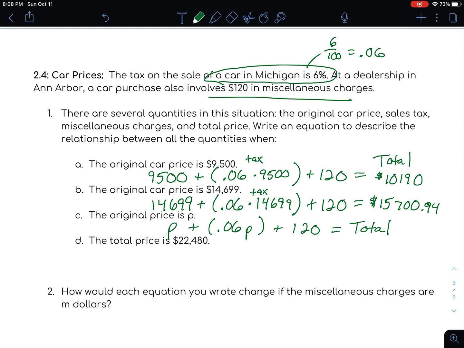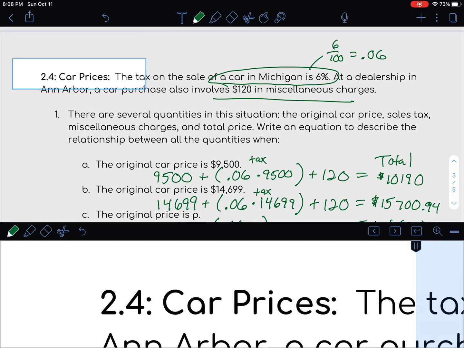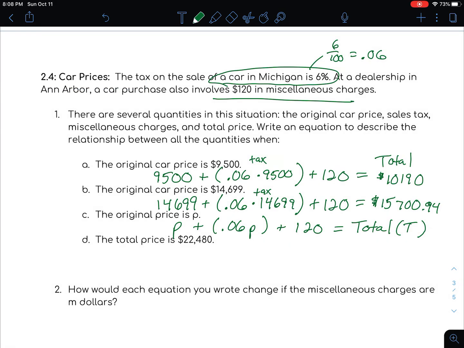And in this case, we're not going to be able to calculate the total, so we can either write total here, or you can use maybe the variable t to represent the total. That would be up to you. The last one is that we actually now know the total price. So let's put that in at the end here. So we have the total price of $22,480.